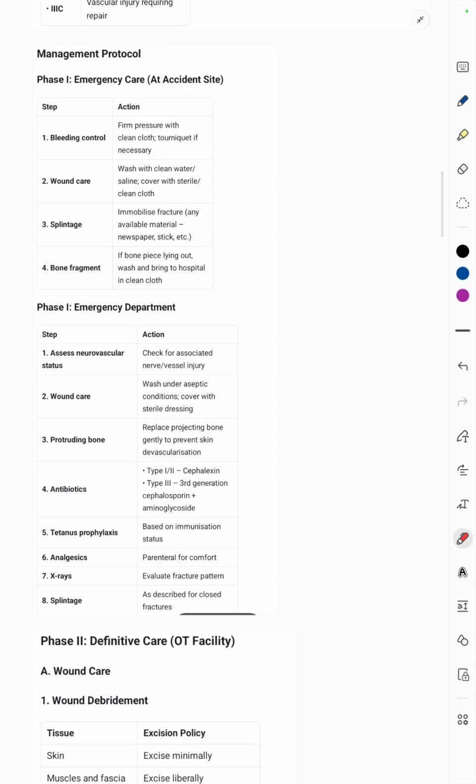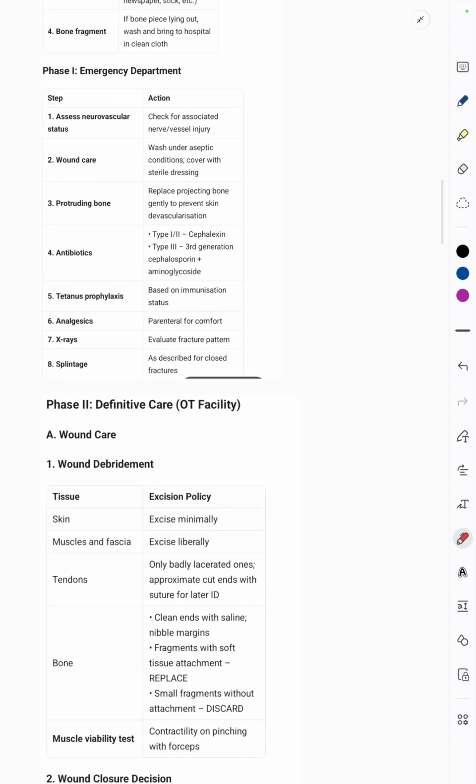Now talking about the management protocol for this open compound fracture. In phase 1, we have to talk about the emergency care at the site. At the accident site, you have to do bleeding control by externally pressurizing it with a tourniquet. Then wound care should be taken by washing it with clean water and covering it with a sterile cloth. Then splintage, that is, immobilize the fracture with anything available, like a stick. And if any bone fragment is lying out, you have to wash it with clean water and bring it to the hospital in a clean cloth.